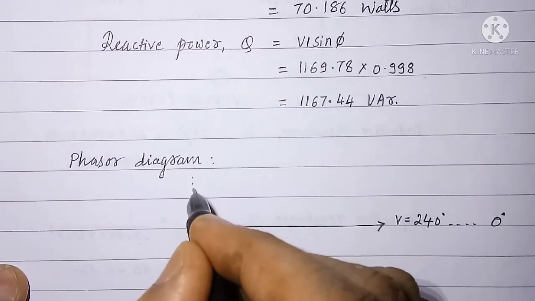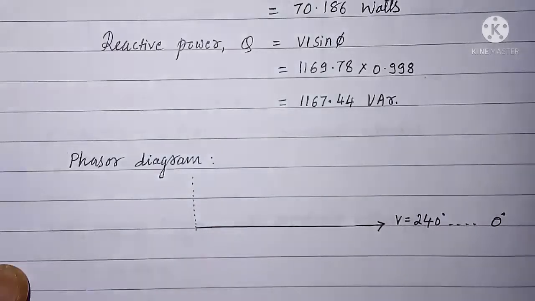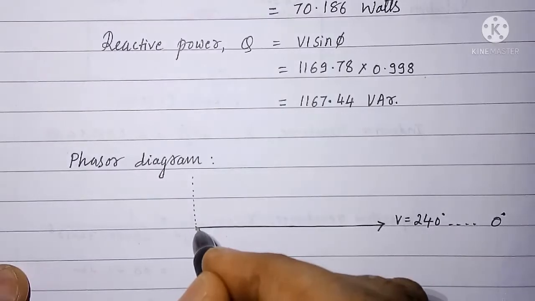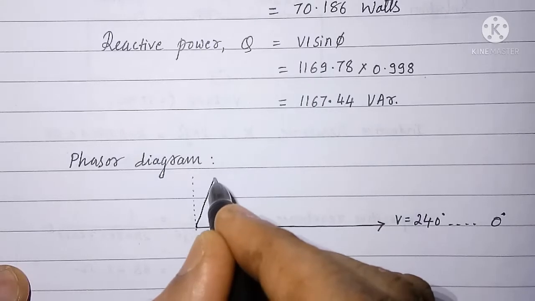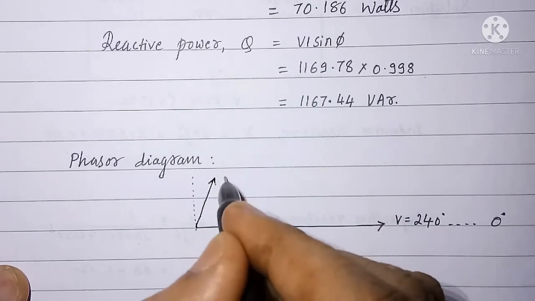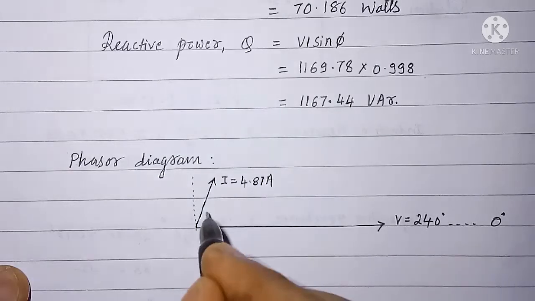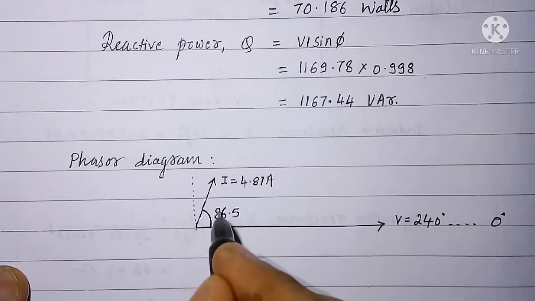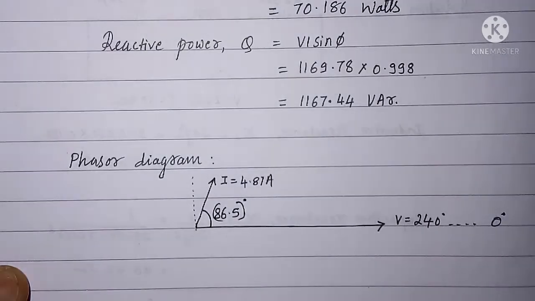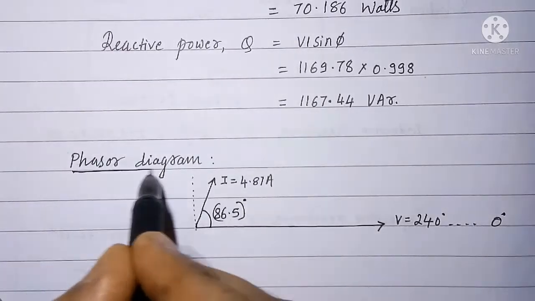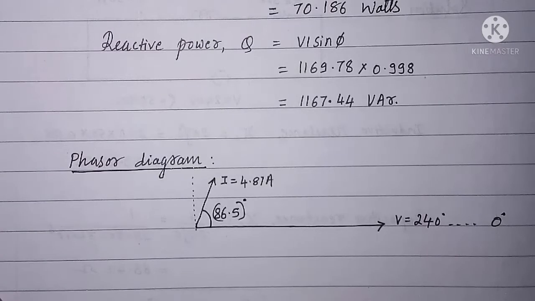Therefore, we will show the supply current equal to 4.87 ampere at 86.5 degrees. So this is phasor diagram for given circuit. We will take second problem now.